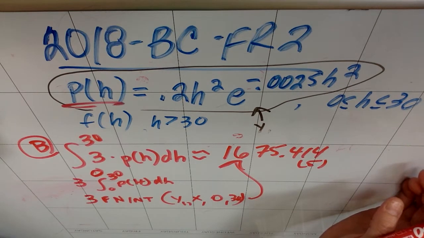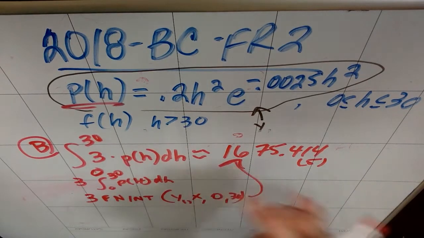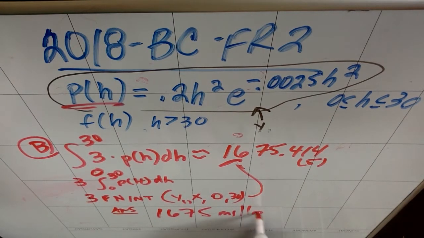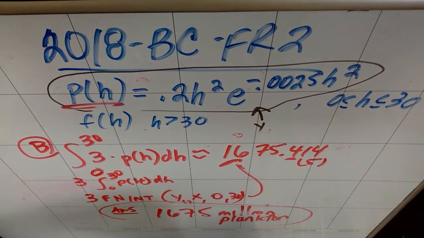And what they ask me to do with it is they ask me to give it to the nearest million, right? So this is in millions, like this is this many millions of whatever. So the answer is going to be 1675 million plankton, to the nearest million, because this wouldn't round, right? So that's my answer. Cool. And it does say to the nearest million, so be careful about that. Cool. Part C.